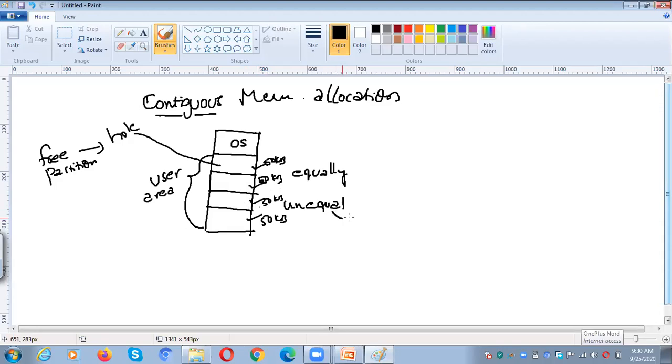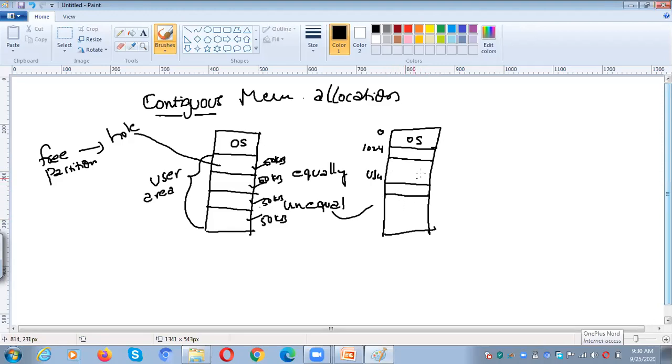But if the partitions are unequal, for example, let's say this is the main memory, and we kept the operating system at the starting location. Maybe it consumes 1024, for example. All the remaining part is utilized for the user. Now observe this particular diagram. Here the partitions are not equal. This is a small size partition, and this is a small size partition, and this is a big one, and this is also a big one.